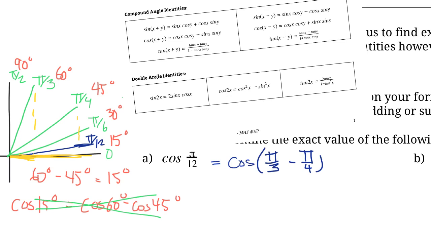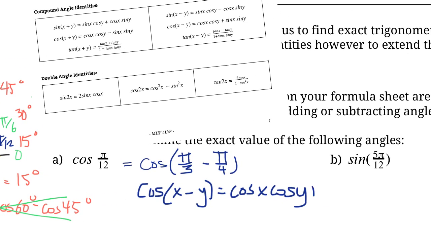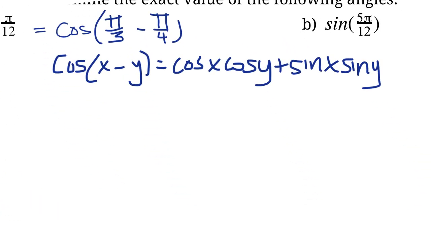is. So let's just start by writing out that identity, cos x minus y equals cos x cos y plus sine x sine y. This is where it's important to be very careful. These things are easy to mess up if you're copying down the wrong identity. So now we have that identity there, right?